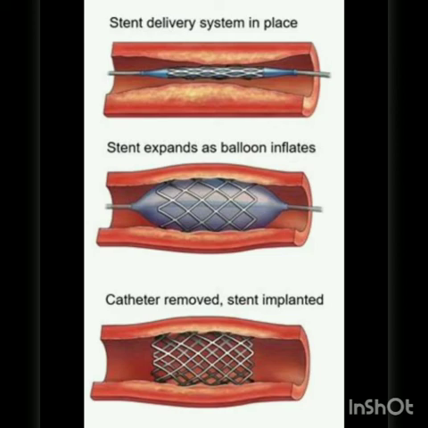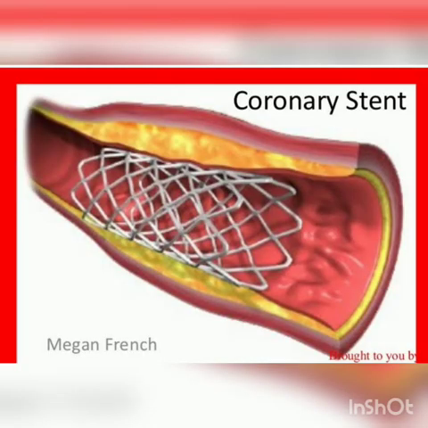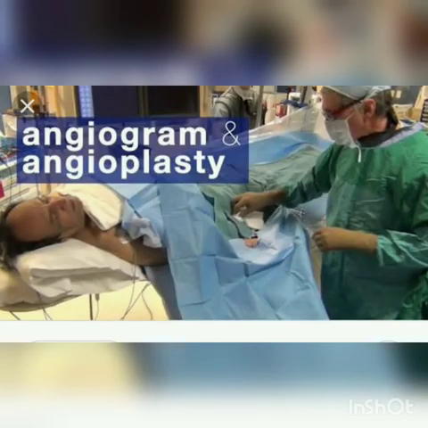What is meant by stent? Stent is a small metal tube which helps to keep the blood vessel open and allow free flow of blood. Angioplasty is a small operation. Okay, next one is bypass surgery.